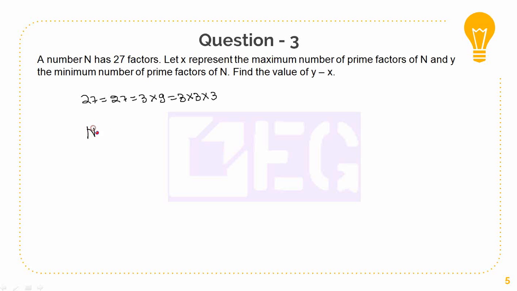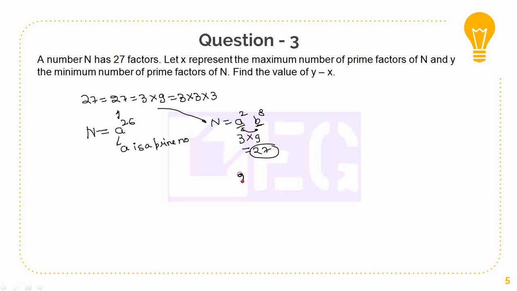That means the number can be represented in the form of a to the power 26. A to the power 26 will give you 27 factors, where a is a prime number, like 2 to the power 26, 3 to the power 26, 5 to the power 26, all will contain 27 factors. Or the number could be in the form of a square b to the power 8. This will also contain 3 into 9, 27 factors, where a and b should be different primes.